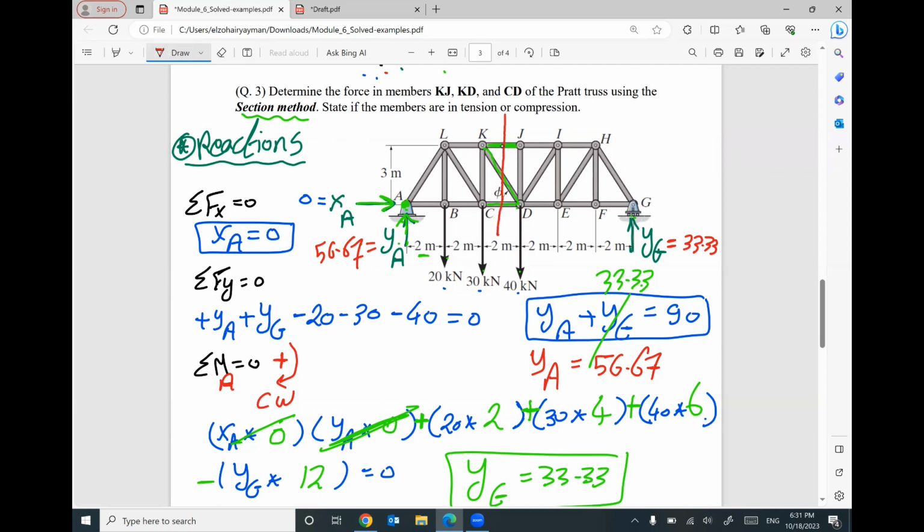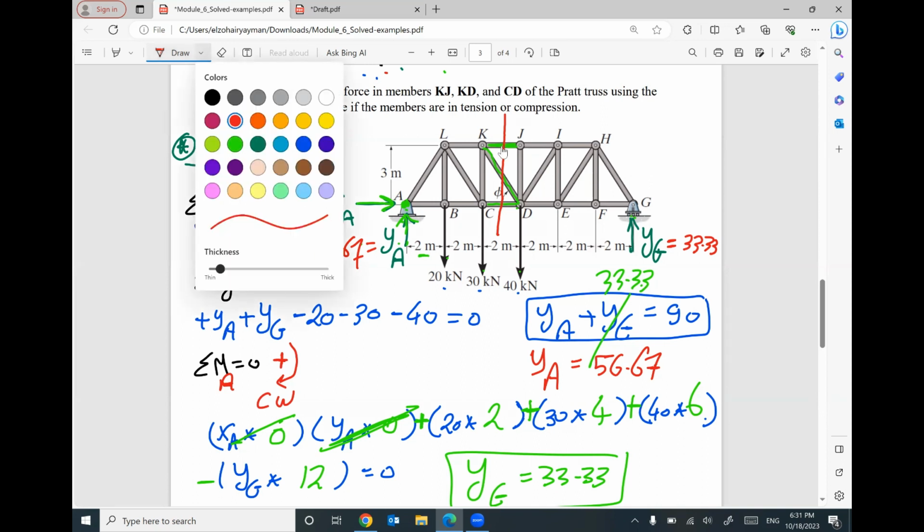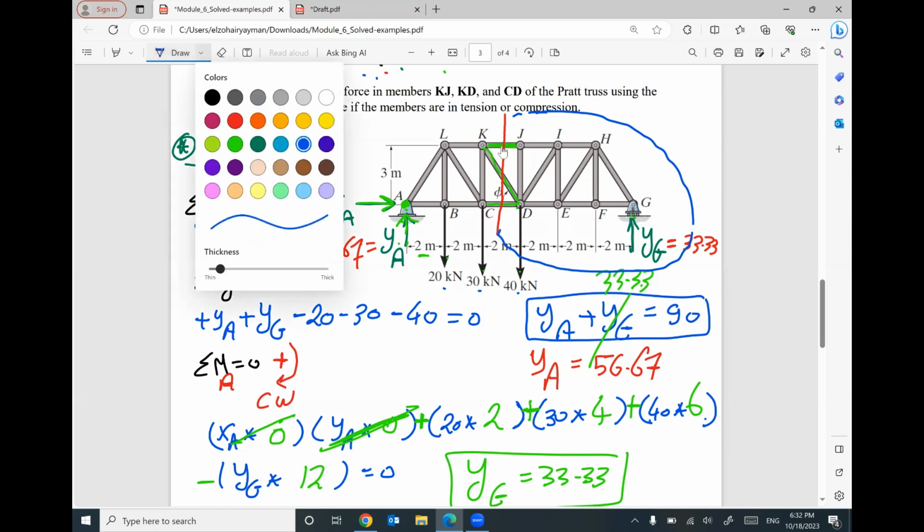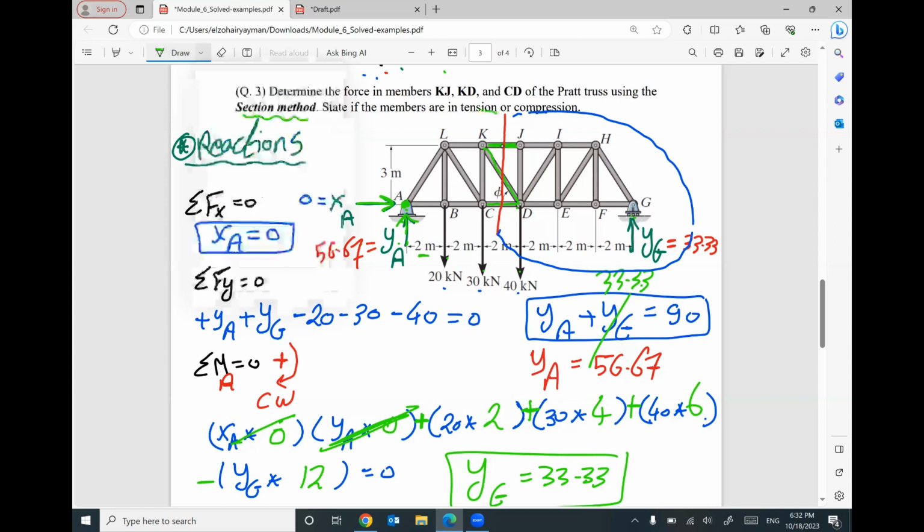Your section passes through KJ, KD, CD. Once you cut your truss, this section divides your truss into two main parts. This is the first part, or this is the second part.